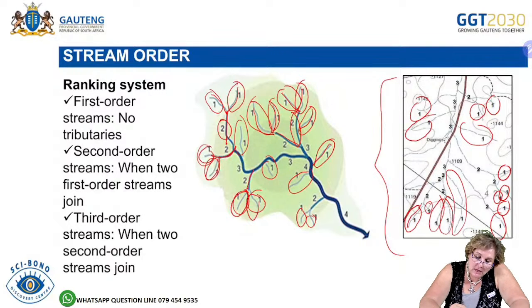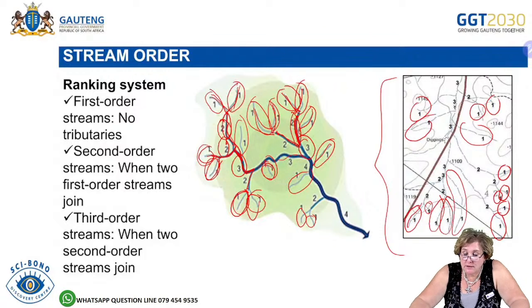Now look here. So I have a 1 and a 1 is a 2. A 2 and a 2 flows into a 3. That's why you start at the smallest part. 1, 2, there's 2, 1, 2. That means from there on, I have a third order stream. Now you'll see I can even have a 1 that flows into a third, but the smallest is 1.